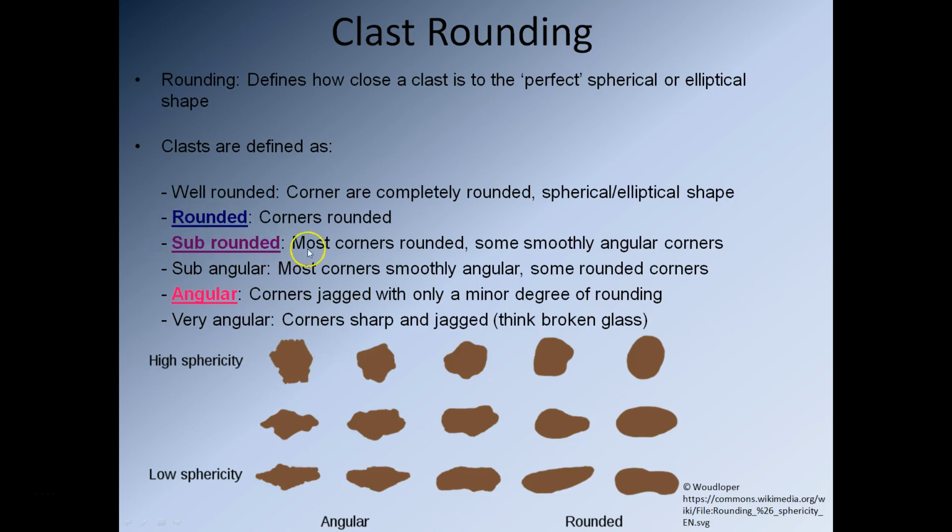Then you have the intermediate stage, which is referred to as sub-rounded, and that's where most of the corners are rounded, but occasionally you still get some smoothly angular corners like these clasts here. Now you see there are other subgroups, subangular and variangular, but we're not going to worry about those. If I ask you to describe the clasts in a sediment, you'll be describing them simply as either rounded, sub-rounded, or angular.